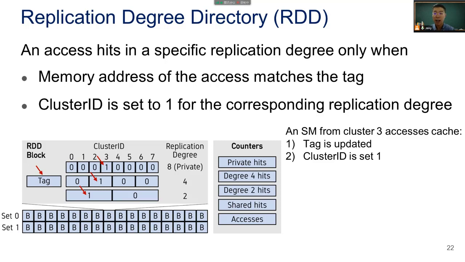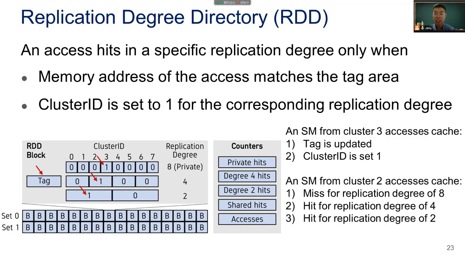For example, an SM from cluster 3 accesses the cache. Then the tag is updated based on the memory address of the access. The cluster ID of different replication degrees is set to 1. In the private LLC, cluster 3 is set to 1. In the private LLC with replication degree of 4, cluster 2 and cluster 3 are set to 1 since they share the same LLC space. Similarly, in the private LLC with replication degree of 2, cluster 3 to cluster 0 are set to 1 since these 4 clusters share the same LLC space.